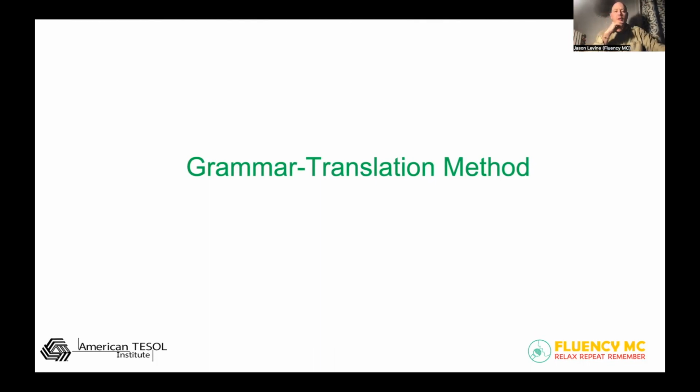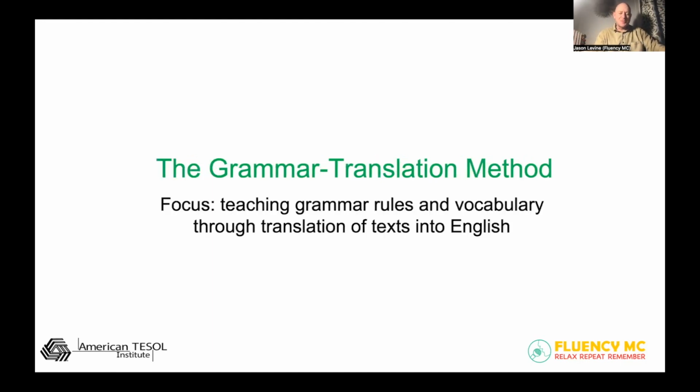So the point was not to communicate. If the point was to communicate, then the grammar translation method would be really silly, right? The focus was teaching grammar rules and translating from the native language, the first language, into English, whether the language was Spanish or Japanese or whatever it was. Now, this was not to build communicative skills, because that wasn't the goal.